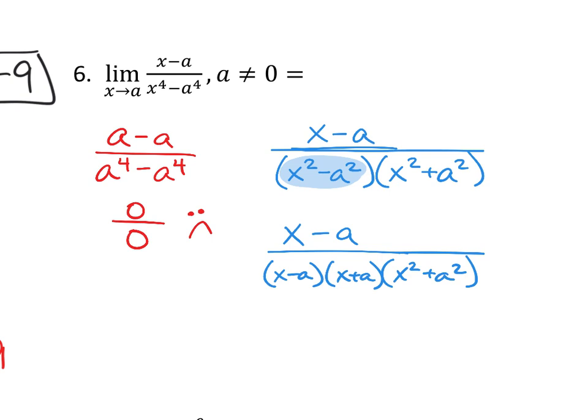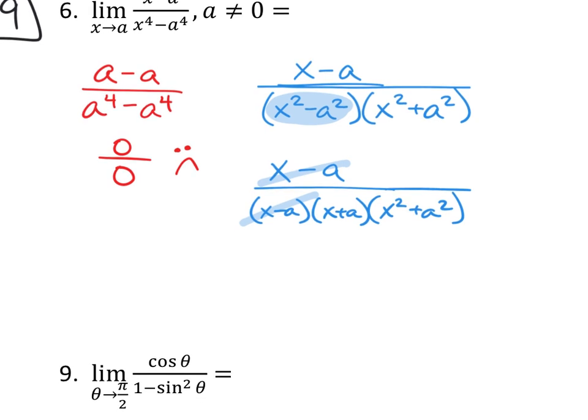What happens now? Cancel. What cancels? The x minus a. Yeah, so we have taken care of the hole in the graph. That's where the hole would be. So now that we've factored that out and canceled, we are left with the equation 1 over x plus a, x squared plus a squared.